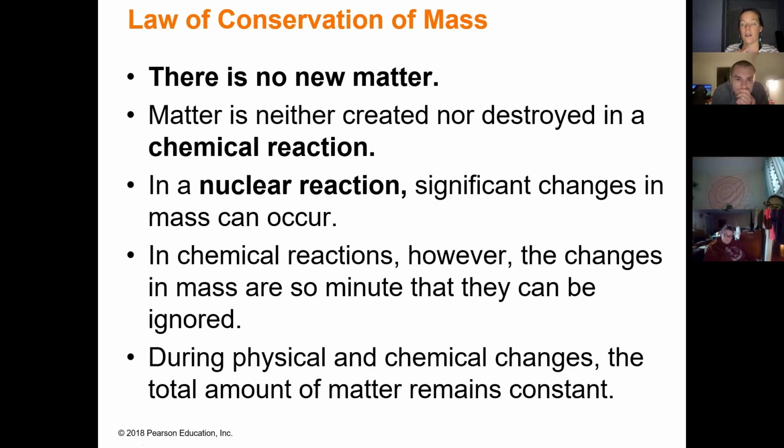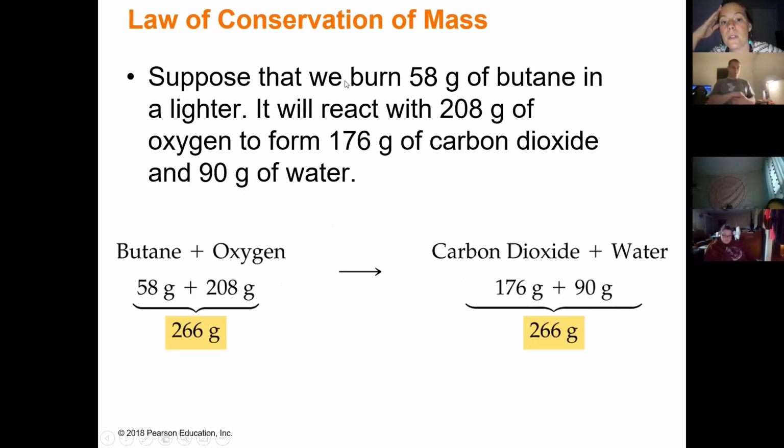You may do nuclear chemistry in 130 and 151, but for the sake of this class, we're going to go with the law of conservation of mass because we deal with chemical reactions only, which says the mass you're starting with should equal the mass you're ending with. So here's an example. Suppose that we burn 58 grams of butane in a lighter. It reacts with 208 grams of oxygen to form 176 grams of carbon dioxide and 90 grams of water. You don't even need to know what these formulas are. You could just write butane plus oxygen. The word problem says to form, so that's our arrow. Anytime you see the words to form, to produce, to create, that's the arrow.